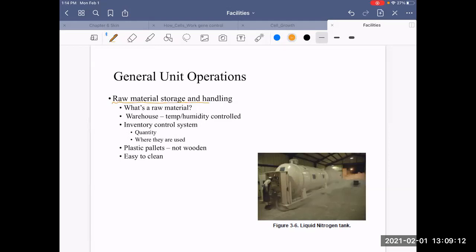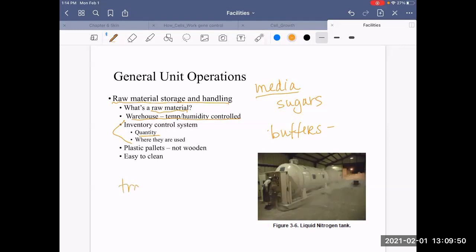The first thing where the materials are going to come in is called raw material storage and handling. A raw material is anything that's going to be used in the process. So if they're making media, it could be the sugars, it could be stuff to make buffers. It's the chemicals that are coming in. They're going to come into the warehouse, and there's going to be an inventory control system. So we're going to know how much is in there, when we need to order more. We're going to know where it comes from.